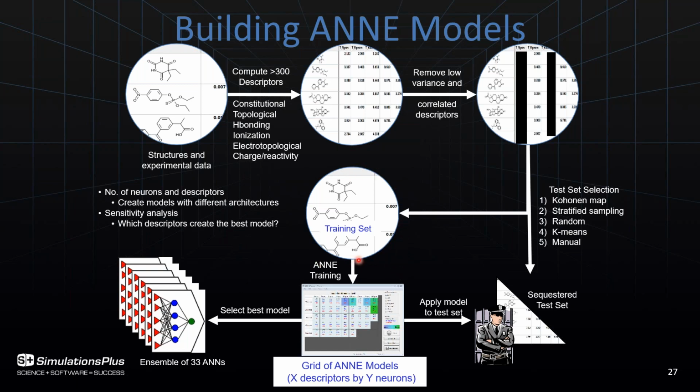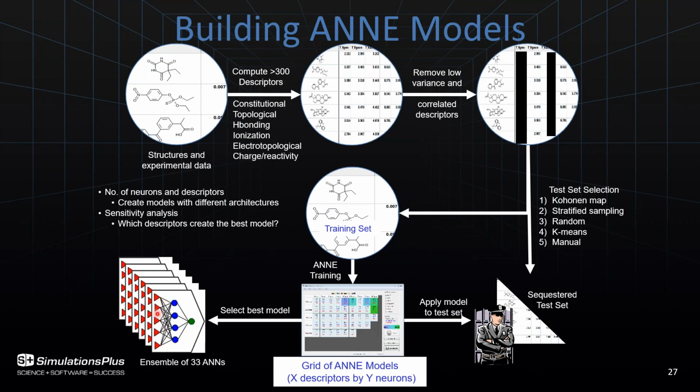Then we train the model, and then we apply it to the test set and represent the statistics in a grid. So in the grid, each cell will be a different artificial neural network ensemble or architecture, and then we analyze those statistics and select the best model. And the best model is an ensemble of 33 artificial neural networks.